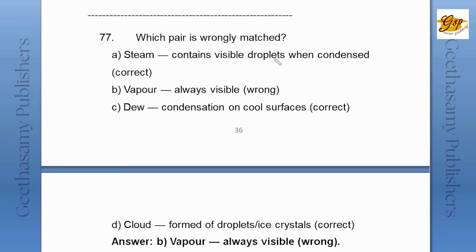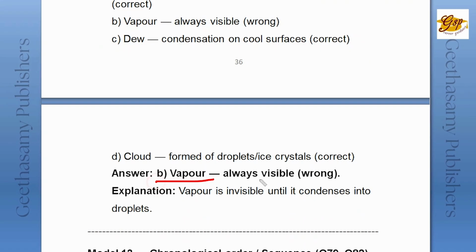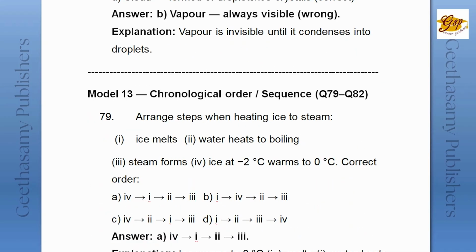Question 77: Which pair is wrongly matched? Steam contains visible droplets when condensed, correct. Vapor always visible, wrong. Dew, condensation on cold surface, true. Cloud, formed of droplets and ice crystals, correct. So the wrong statement is B, that vapor is always visible. Vapor is visible only when it condenses into droplets. Fine.